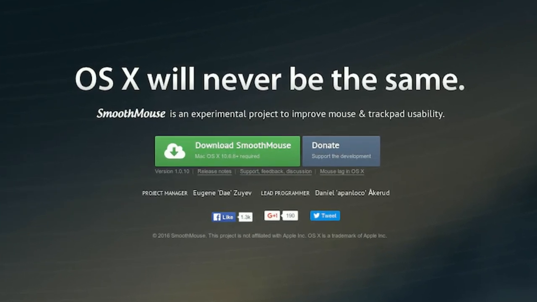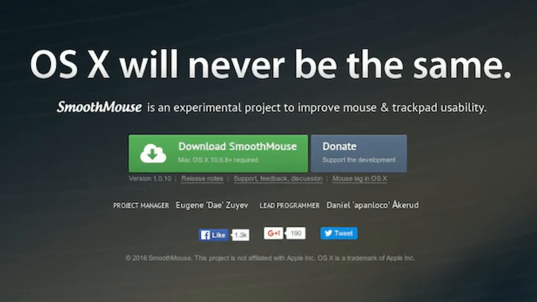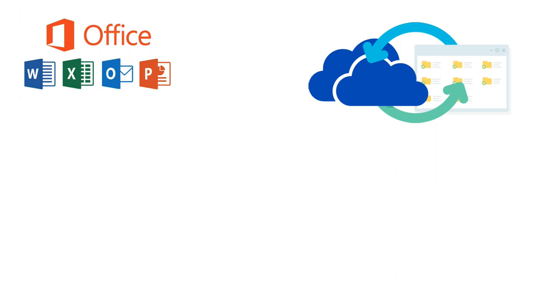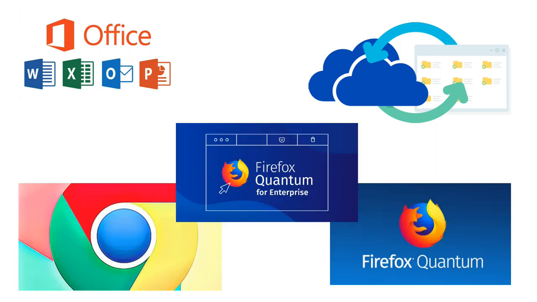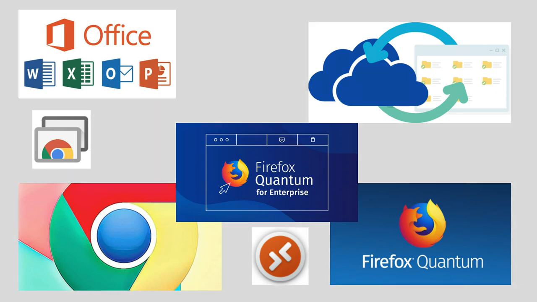Smooth Mouse, however, only works with operating systems prior to 10.12. On the other hand, Apple's software development tools only target the most recent 3 or 4 versions of the operating system, and as a result, most newer software will simply refuse to run. This includes heavy hitters like Microsoft Office, the OneDrive Sync client, Google Chrome, Mozilla Firefox Quantum, Firefox Quantum ESR, Remote Desktop Connection, Chrome Remote Desktop Host, and almost any other actively developed program you can think of.